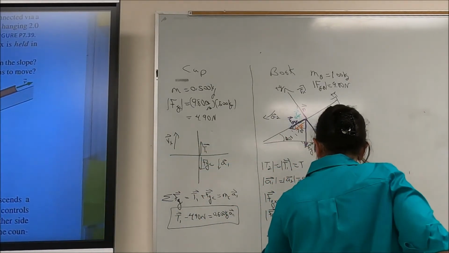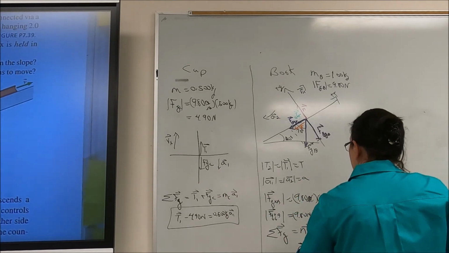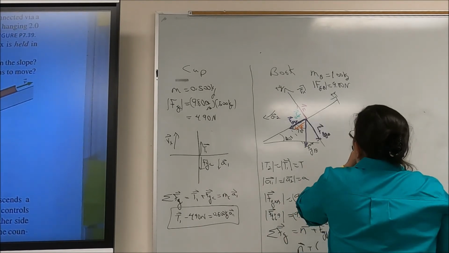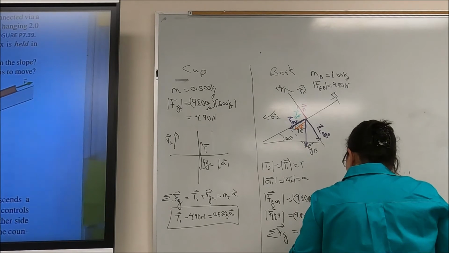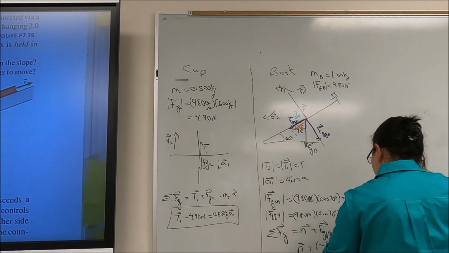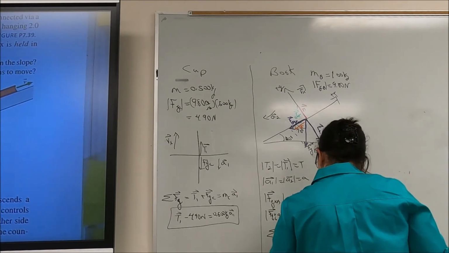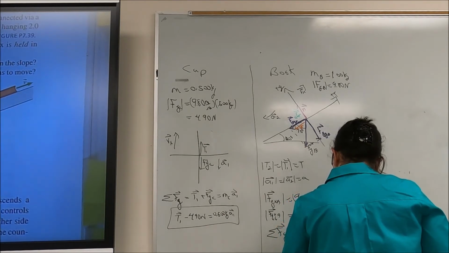So I get the normal force plus minus 9.21 newtons equals 0. So the normal force is 9.21 newtons.